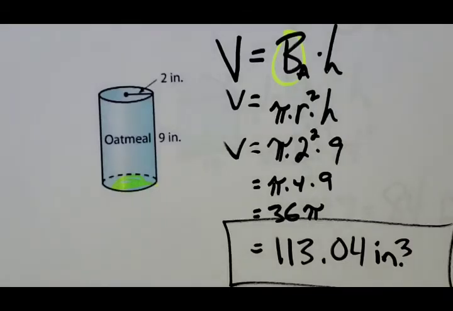So find the area of the base, and then multiply that by how tall it is, and that'll get you the volume of the prism.